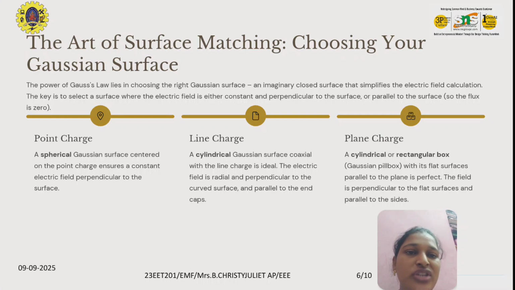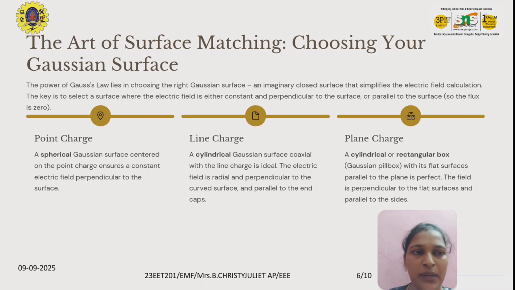So for point charge distribution we can go for a spherical Gaussian surface. If it is a line charge, like in a filament or in a wire, we can assume a cylindrical Gaussian surface, because the electric field is radial and perpendicular to the curved surface and parallel to the end caps. So that is why for line charge distributions we can assume a cylindrical Gaussian surface.